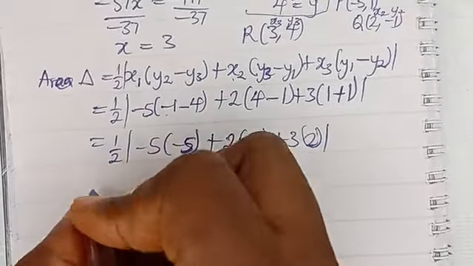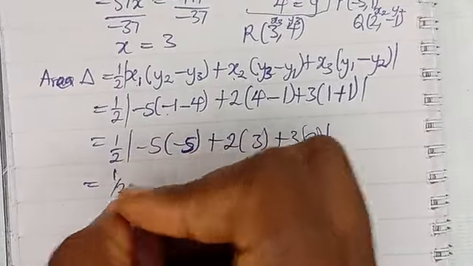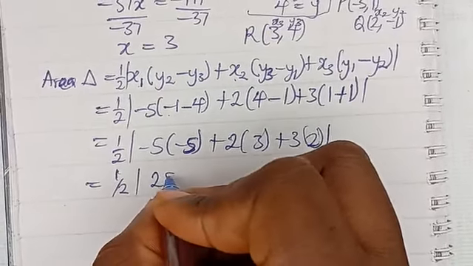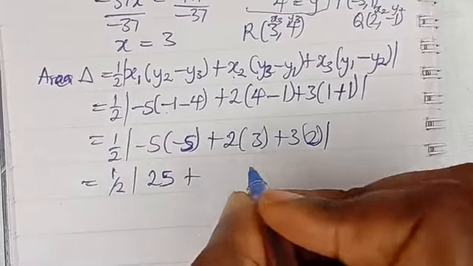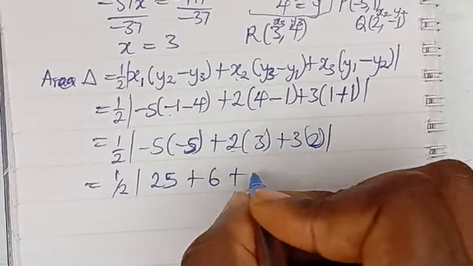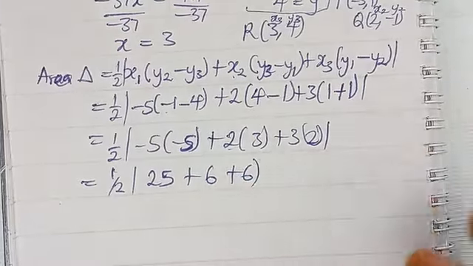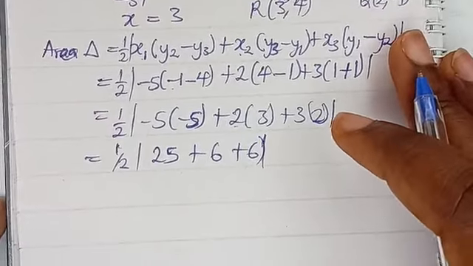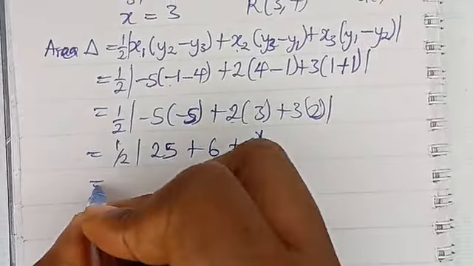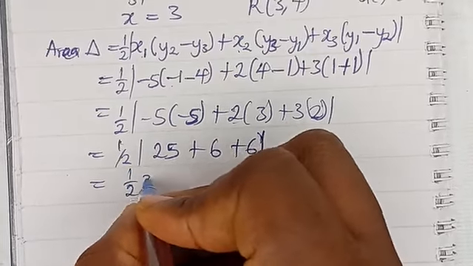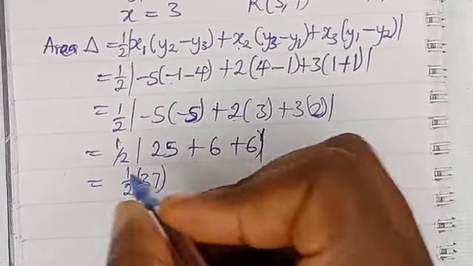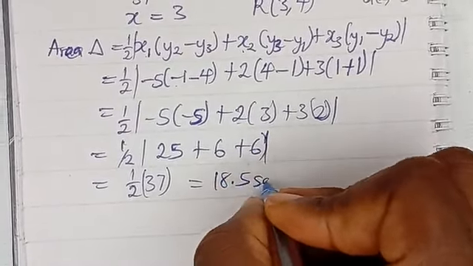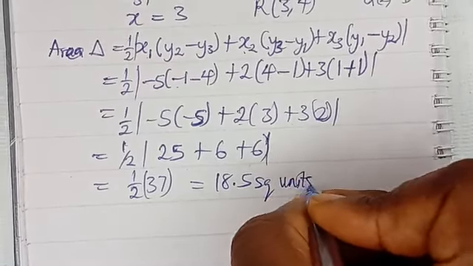Okay, we have it as equal to half of minus 5 times minus 5, that gives us a positive 25. 2 times 3 is 6, 3 times 2 is 6, 25 plus 6 plus 6, that is 25 plus 12 is giving us 37. So we have that the area of the triangle is half of 37, which is equal to 18.5 square units.